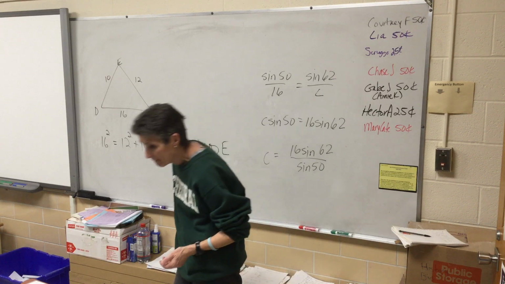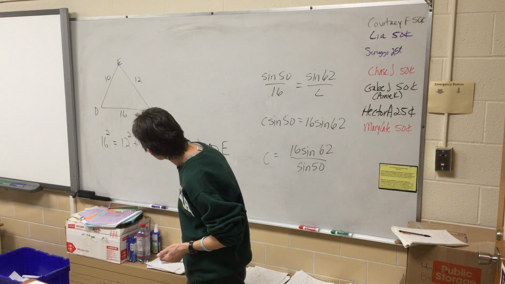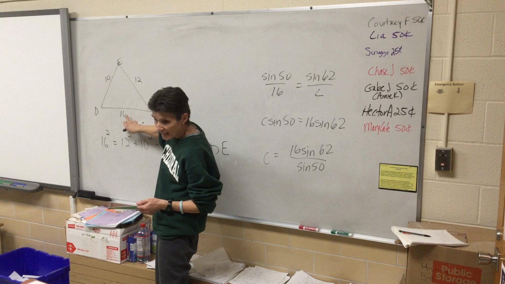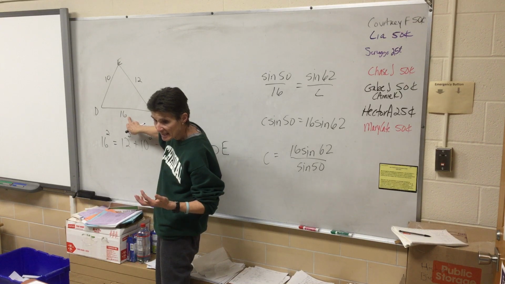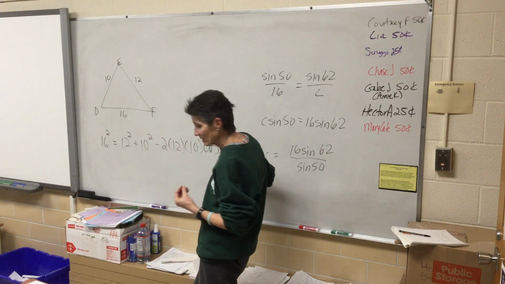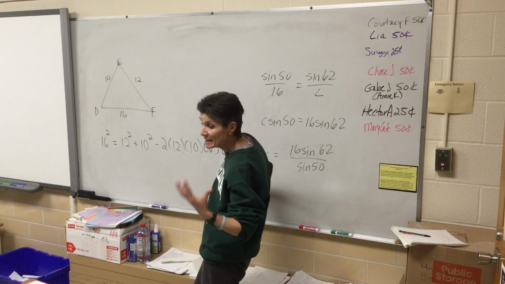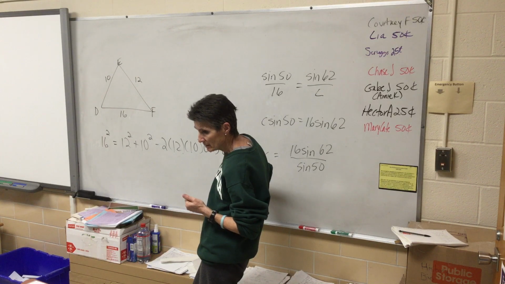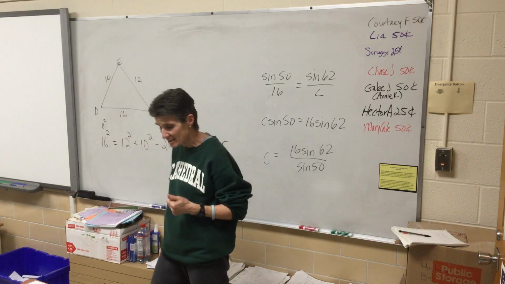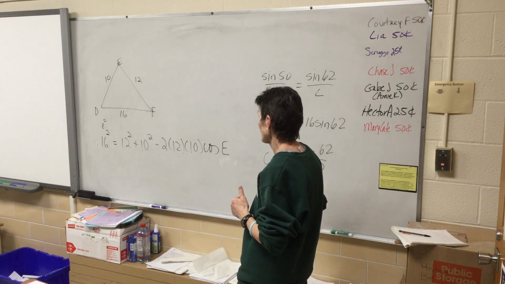Miss Ward, I have a question. Uh-huh. Why did you put 16 instead of E squared? Because I know side E. I know side E. It's 16. My variable is angle E. I don't want to have two variables in my problem. I don't need to have two variables in my problem. E squared is okay, but I know what E is. It's 16. Okay?